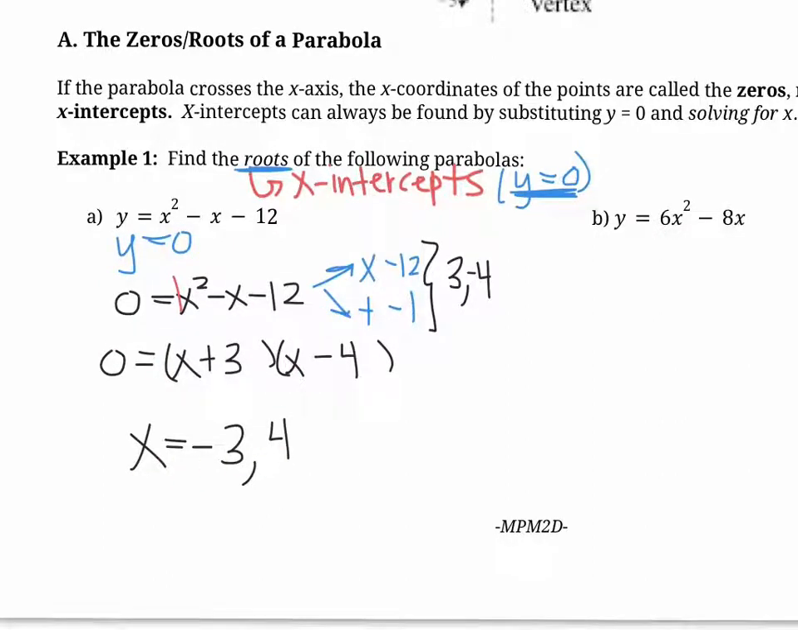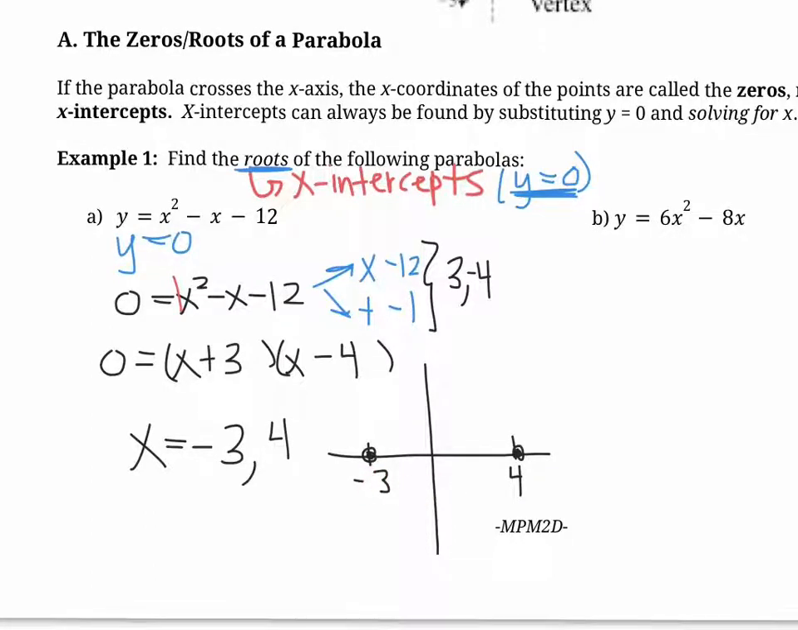If we wanted to do a sketch, here's what it would look like. We have one x-intercept at -3 and one x-intercept at 4. I'm going to put those points on here. We got -3 and 4. I'm going to put two big dots right there because we know that those are points. And let's connect this to look like a parabola.